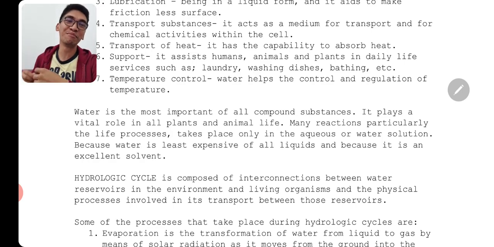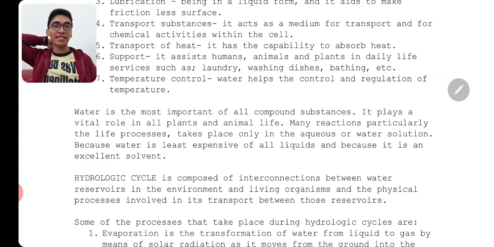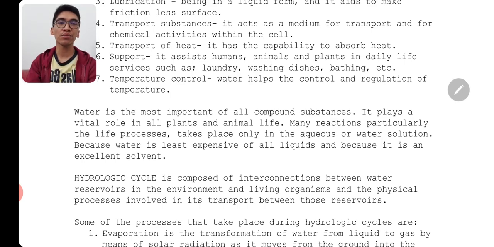Water is the most important of all compound substances. So, it plays a vital role in all plants and animal life. So, many reactions, particularly in life processes, take place only in aqueous or water solutions because water is the least expensive of all liquids and because it is an excellent solvent.